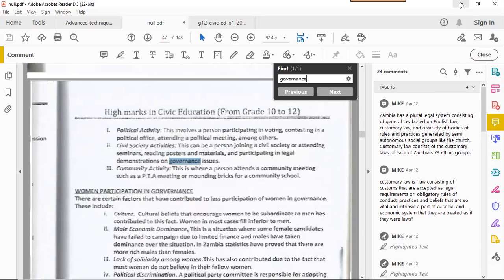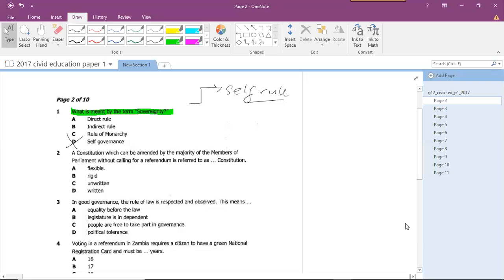Let me share the current screen. But what I usually do, to save on time, is click on search in Adobe Acrobat and it brings, oh, I think this one will work. So here the answer is self-governance.